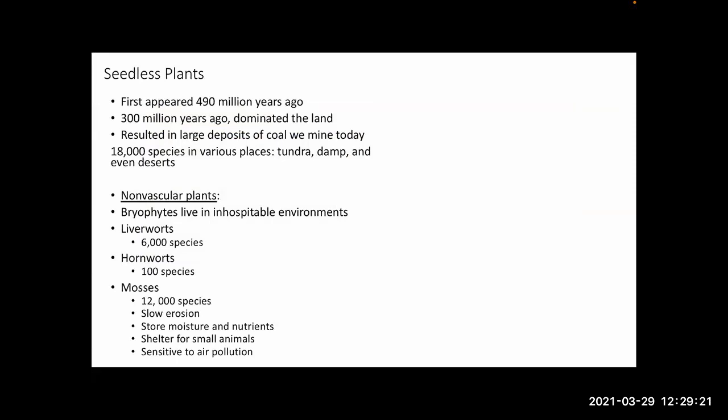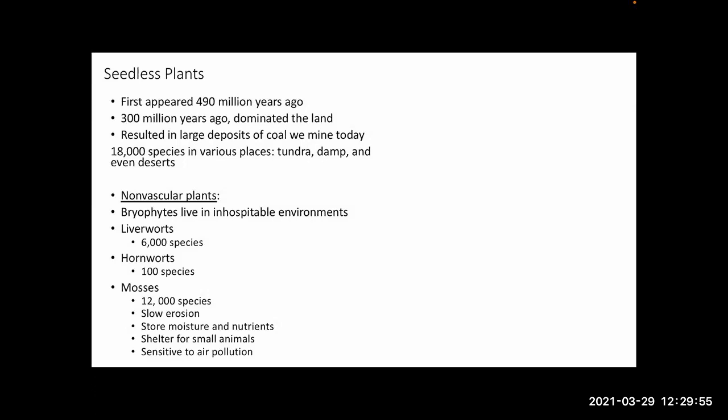Now, first, we're going to talk about seedless plants and when they first appeared. So first seedless plants appeared about 490 million years ago and really dominated the landscape around 300 million years ago. And they make up the coal that we actually mine today. So the remnants of those plants are what we are burning as coal.